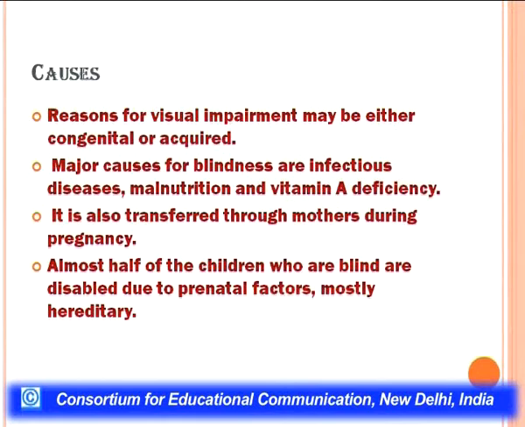The causes of visual impairment, as we discussed earlier, could be congenital or accidental. Major causes for blindness are infectious disease, malnutrition and vitamin A deficiency. It is also transferred through mothers during pregnancy. Almost half of the children who are blind are disabled due to prenatal factors, mostly hereditary. So preventions are also there and are very easy to follow.